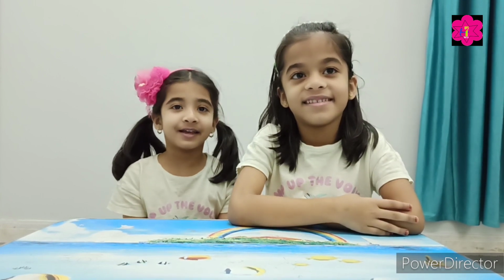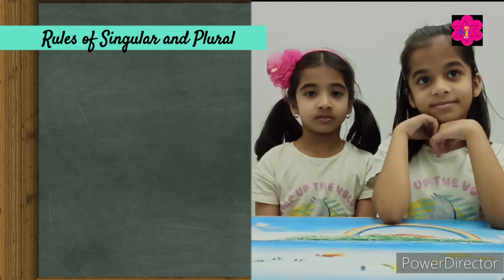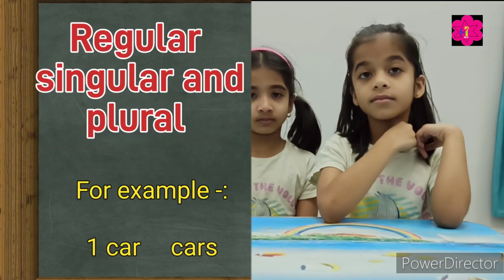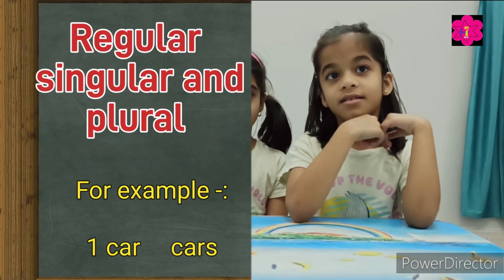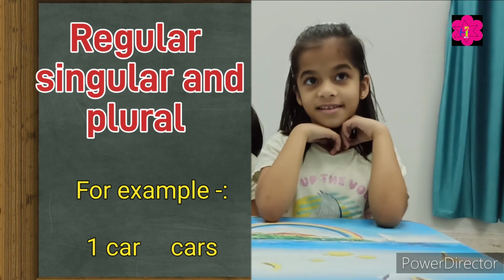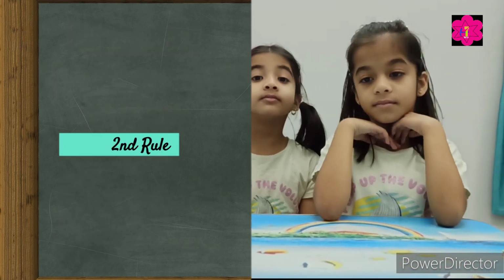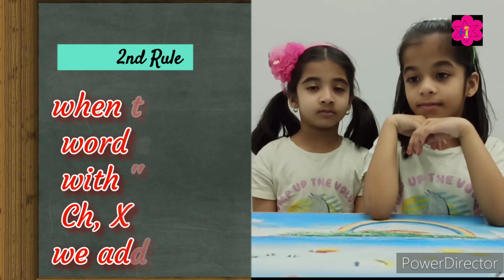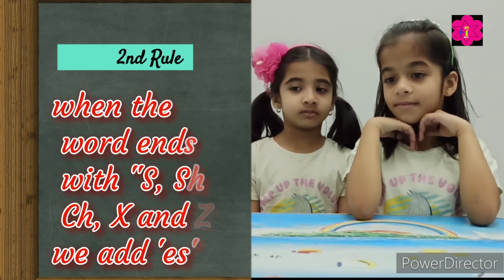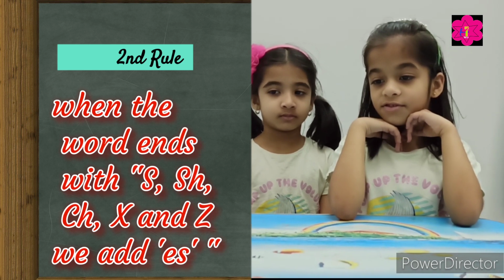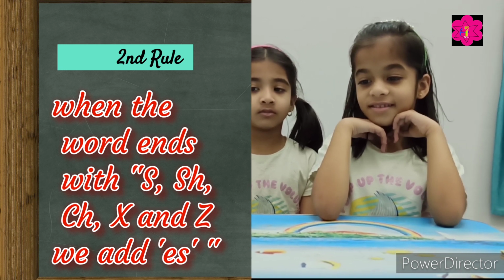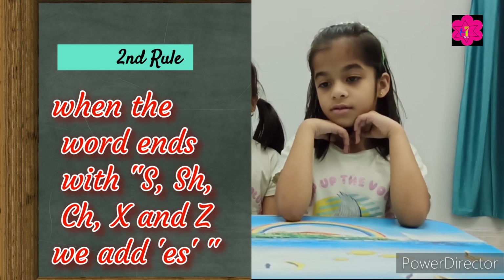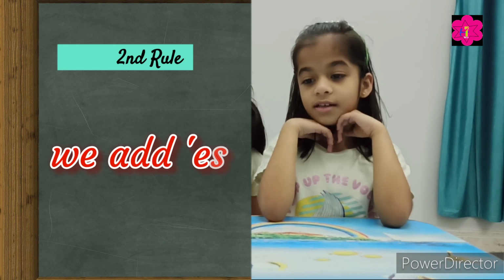Okay. So we learned the simple rule of singular. Regular singular and plural nouns are, for example, car, one car and two cars. We put S in the end. Now the second rule is when the word ends with the letter S, CH and SH, X or Z, then we add ES.